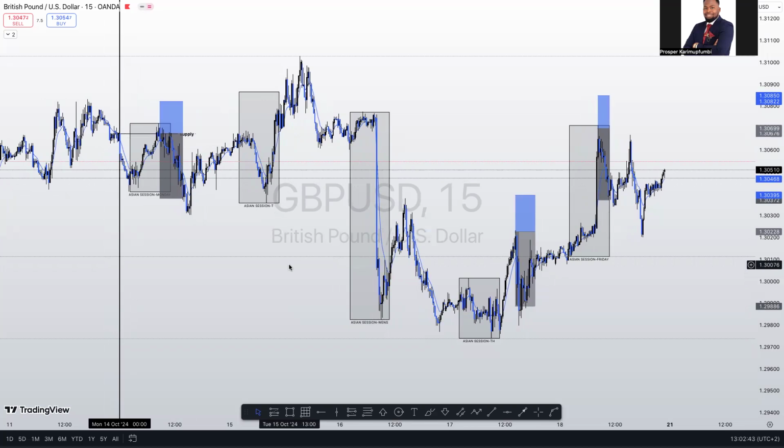So, the thing is, I'm just going to be pointing out or showing you all the potential, the high probability setups that actually played out within this week, right? And we are actually looking at GBPUSD, right? British pound versus US dollar, right?